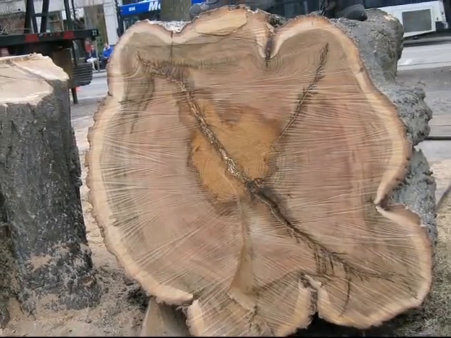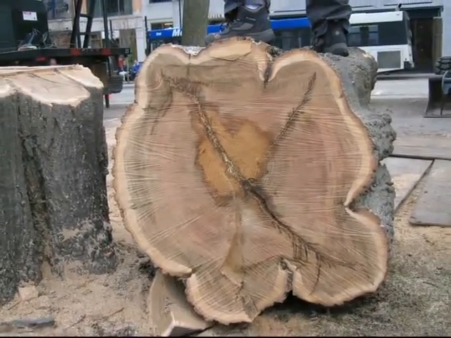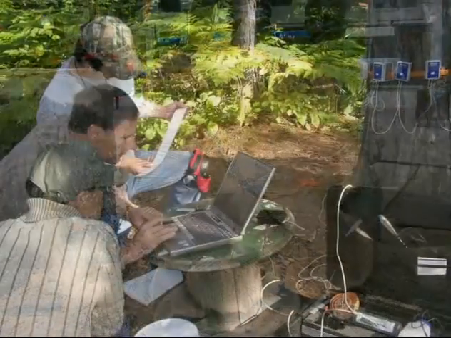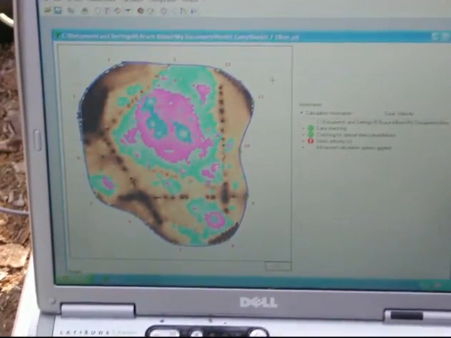This procedure offers managers an efficient method to measure hidden internal decay and defects in standing trees. Only the expense of the tools keeps this procedure from becoming an industry standard.